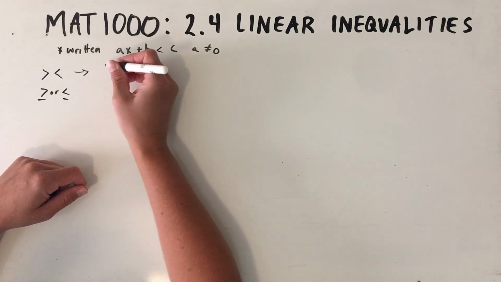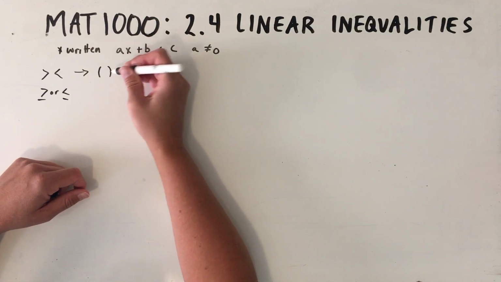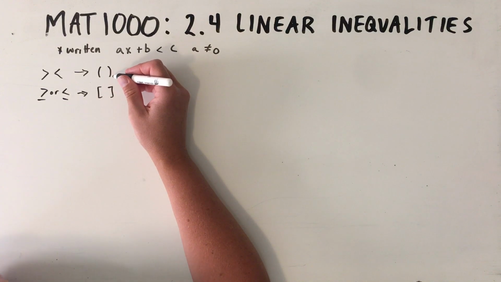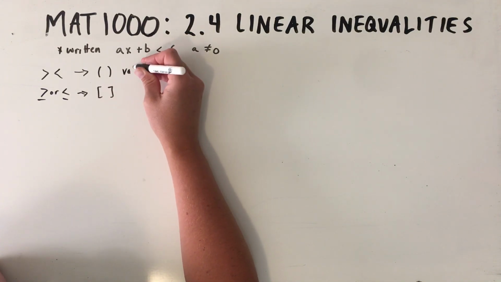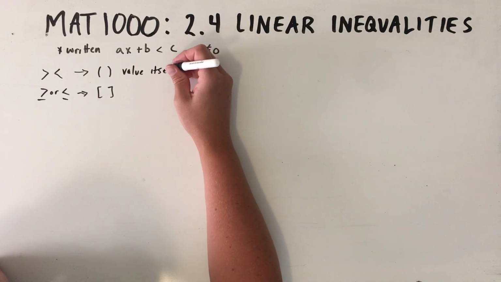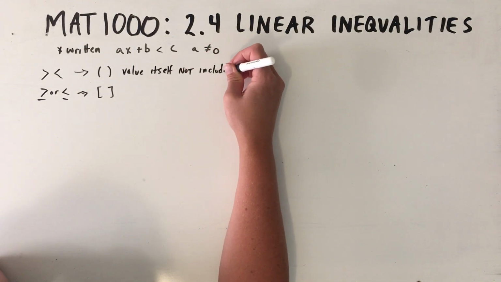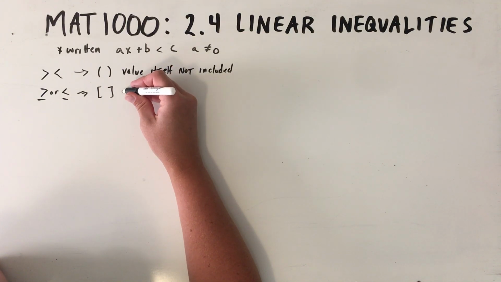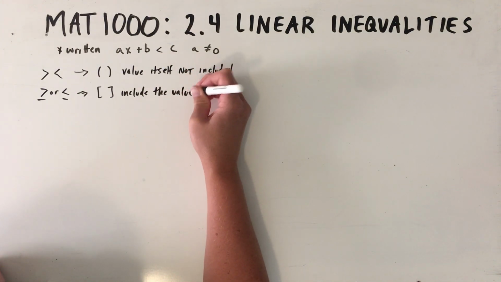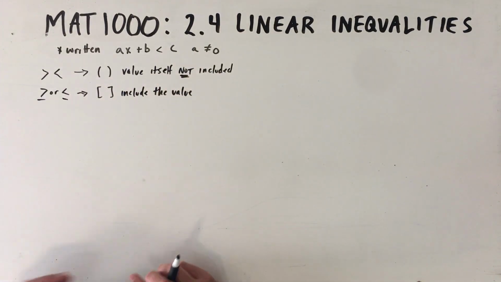Now, if it's written like this, when you're writing your graph or your interval notation, it will have a parenthesis. If it's written with an equal to sign, it will have a bracket. The parenthesis means that the value itself, and we'll talk more about this, the value itself is not included, and the bracket means to include the value. So when there's no equal to, we don't include the value. When there is, we do.